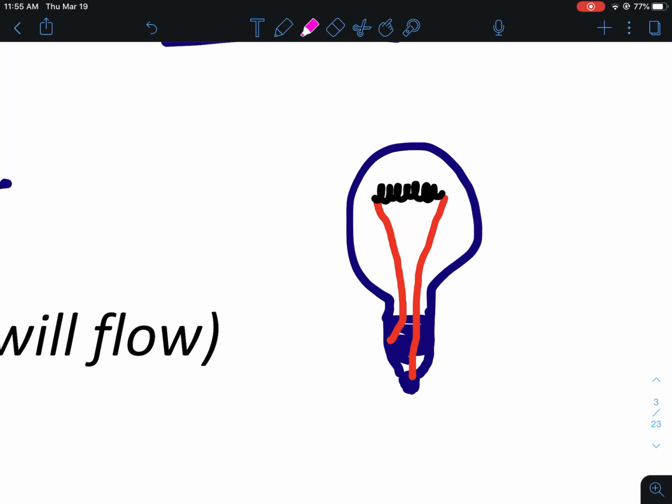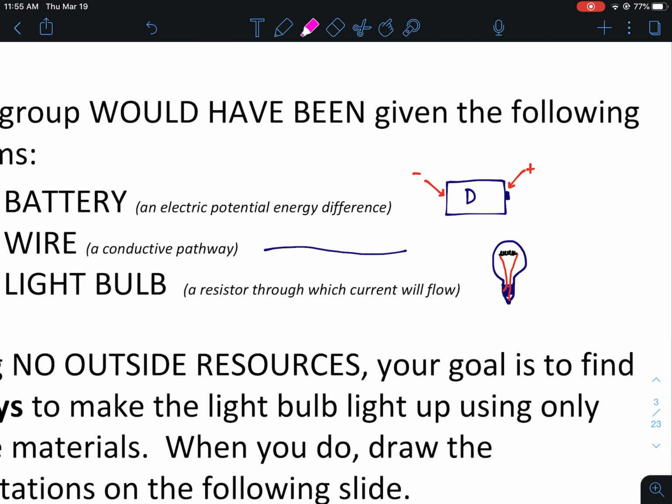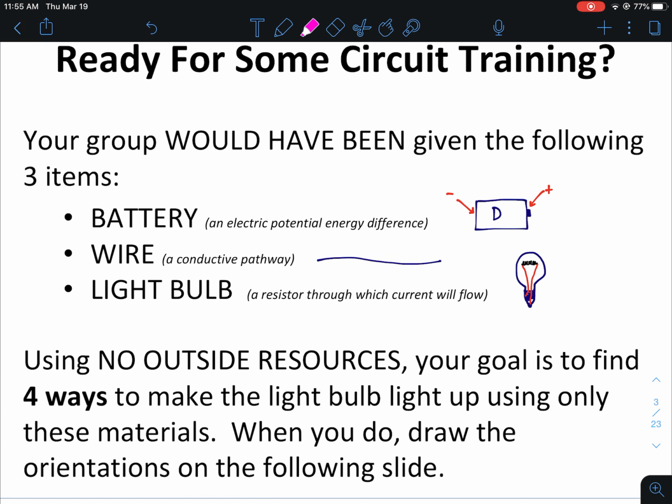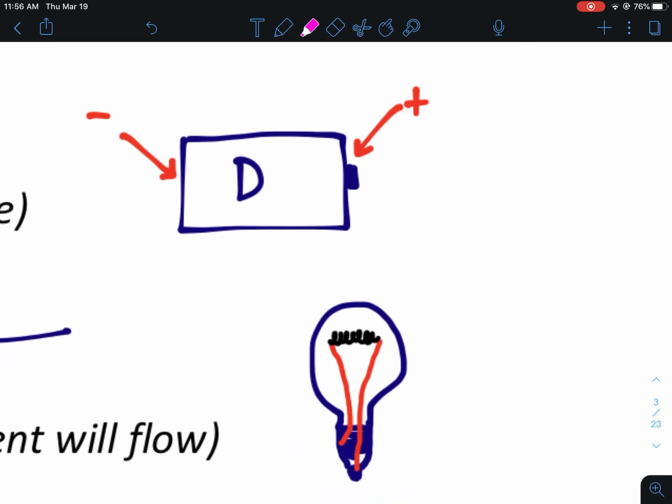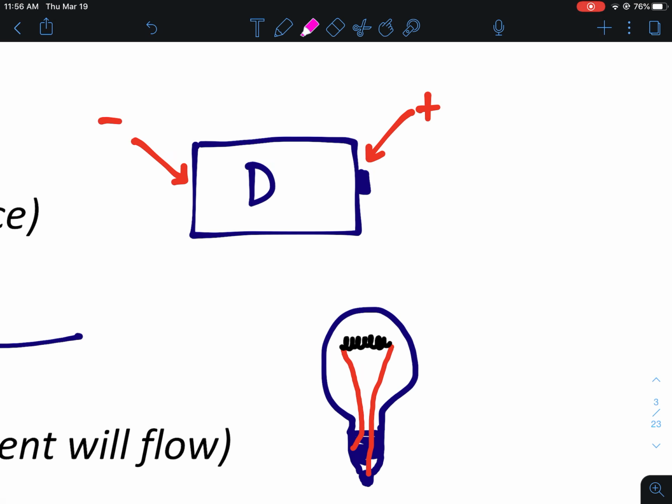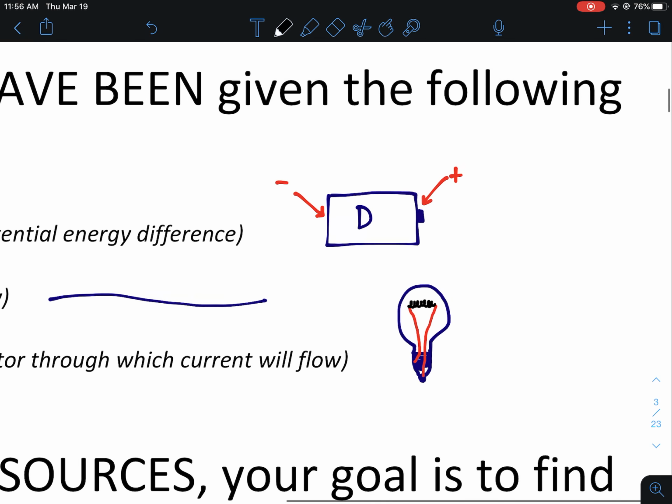So we would have given you these different items, and we would have asked you with your partners to see if you could create 4 different ways to light that light bulb up, given just the wire, just the bulb, and just the battery. Now, the battery gives you an electrical reaction inside that creates a potential difference. We'll talk about this later, but there'd be a potential difference between the positive end and the negative end. So if you connect a wire to one end and connect it to the other end, you're creating a closed loop for those electrons to flow.